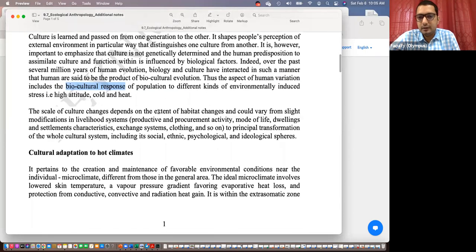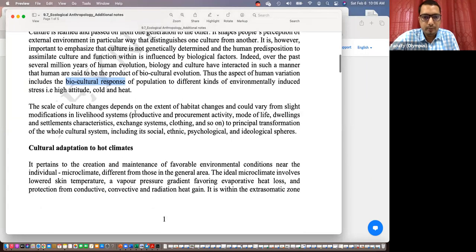The scale of cultural changes depends on multiple factors, so they vary from culture to culture. They may be the productive and procurement activity, the type of activity that we have in a given environment, the mode of life, the way we live, the dwellings, the houses that we build, and settlements, how people settle. Do they live in groups or individually? And patterns in cultural adaptation, like people sleeping in groups, are commonly seen in colder climates. Then the exchange systems, the type of exchanges they have, whether with respect to food and animals, and the clothing. All these are part of the cultural adaptations to the given environment.